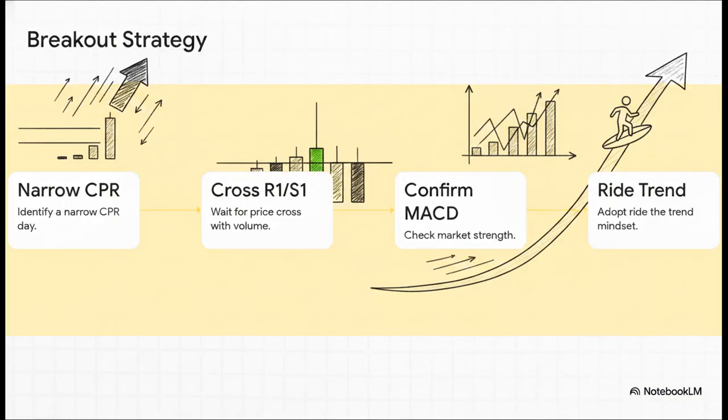So, how do we actually make money with this? Let's put boots on the ground here. Our first playbook is the breakout strategy. Step 1. You wake up, look at your chart, and identify a narrow CPR, so you immediately know a trend is likely today. Step 2.